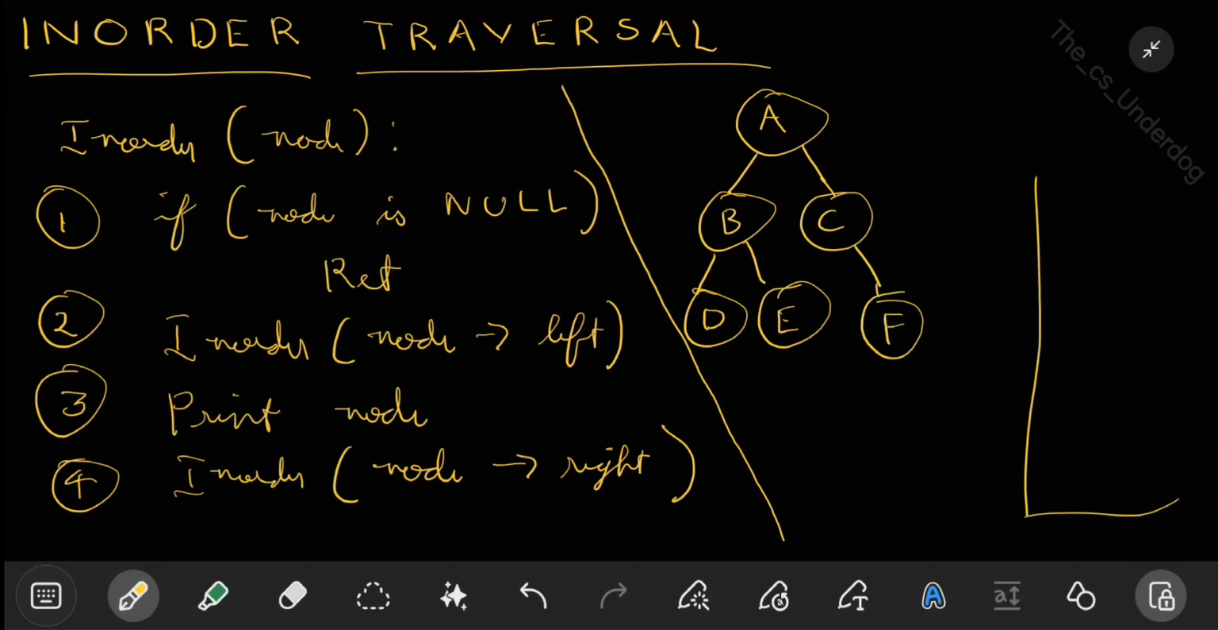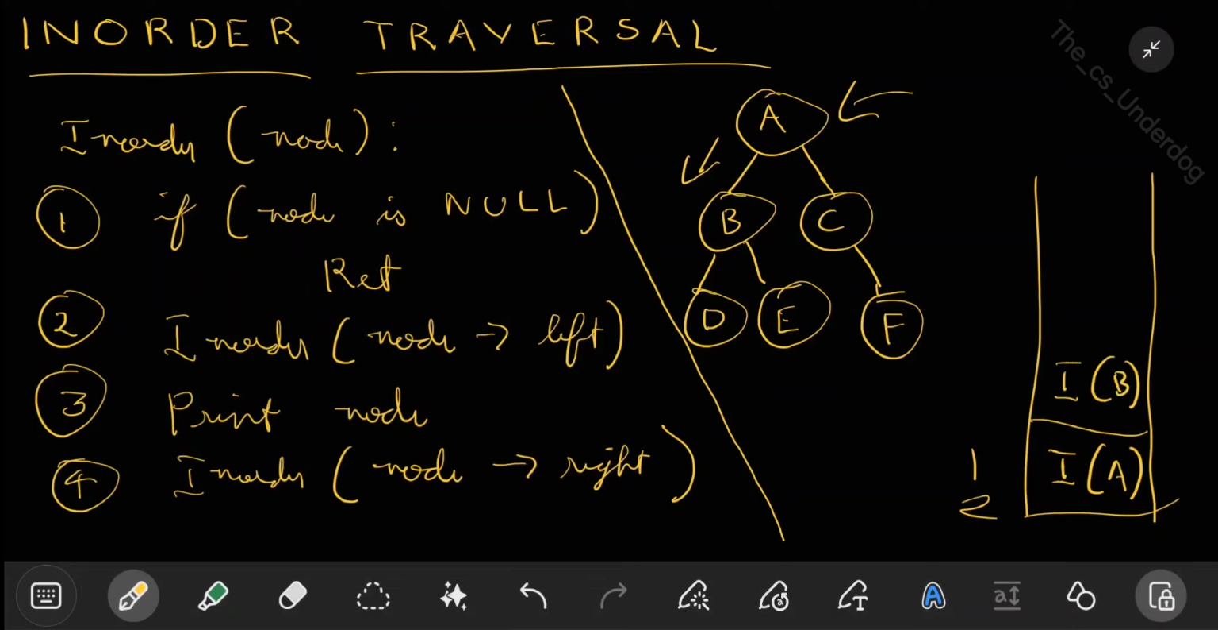So this is my recursive stack. In the recursive stack, first I'll call in-order on the root. That is, always your algorithm will start from the root. So in-order of A, what will in-order of A do? I'm going to the first step. It will check whether it is null. It is not null, so I'll continue to the second step. In the second step, it will call in-order of node pointing left. So what is A pointing left? A pointing left is B. So I'll call in-order of B. So this is already done with the second step. The third step is remaining for in-order of A.